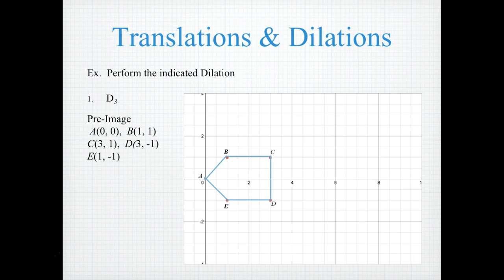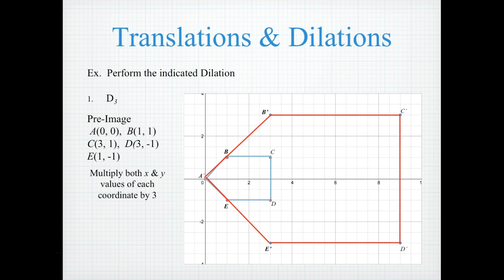So I need to multiply each X value and Y value by the scale factor, which in this case is 3. So multiplying each X and Y coordinate by 3 produces the image using the following coordinates, where A prime is still at the origin, B prime is at 3, 3, C prime is at 9, 3, D prime is at 9, -3, and E prime is at 3, -3. So as you can see, the two images are completely different sizes, but they are the exact same shape. So dilations produce similar objects, where the other three transformations are isometric, meaning they produce congruent objects.